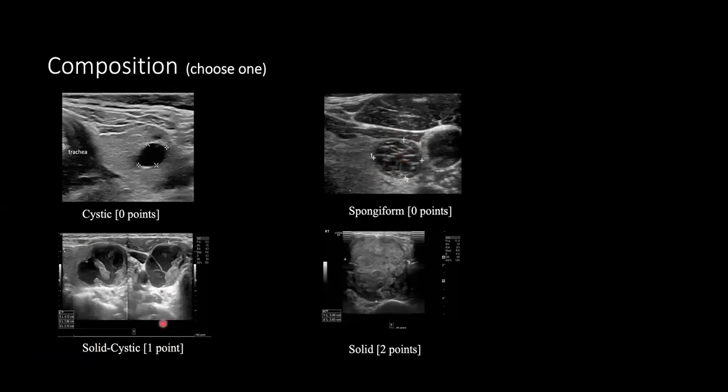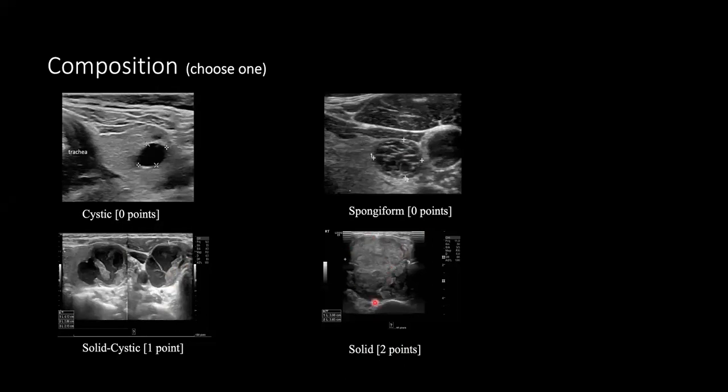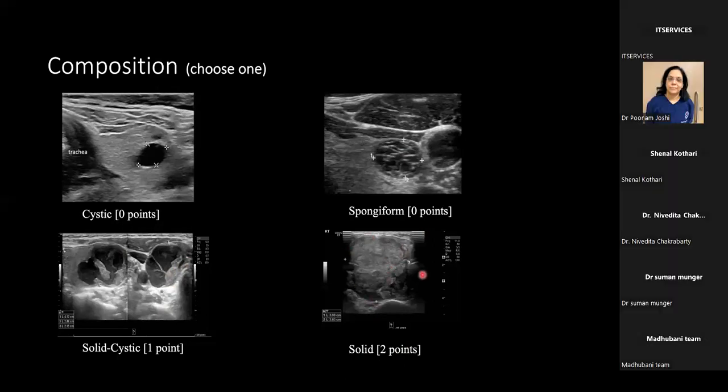And over here, when you see a solid and cystic component, that means you have to assign TIRAD score for the solid component. The rest of it is cystic, but this could be malignant. So you have to assign points for the solid component. And completely solid is given 2 points. So you can see this entire thing is solid component. No dark areas are present. So this is a solid component.